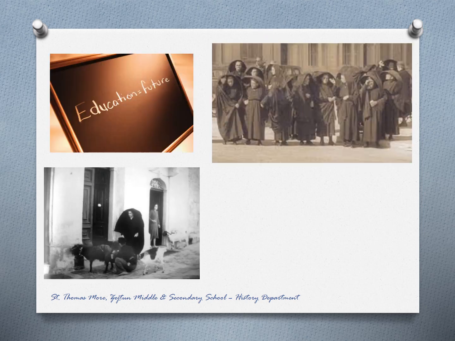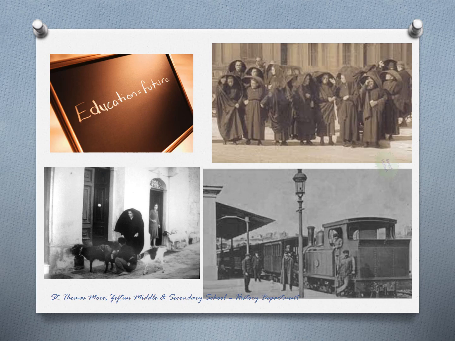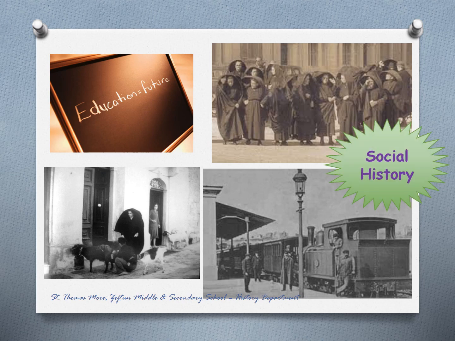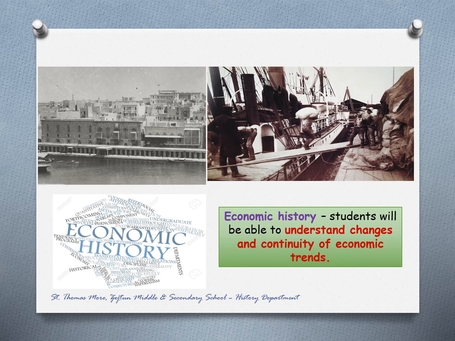We will also be covering social history, everyday life of Maltese people during these 500 years, the fashion, how they used to dress, education, diseases, social history. We'll also be discussing economic history. We'll cover the similar economic trends throughout all these ages. Okay, we'll find some similarities and some differences.